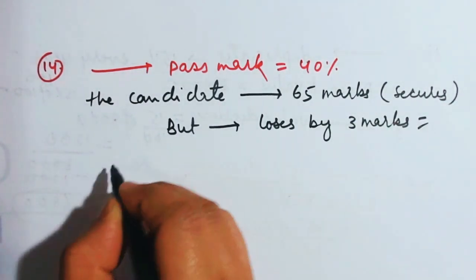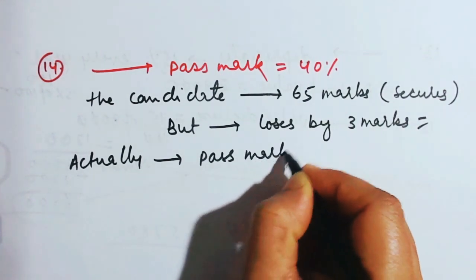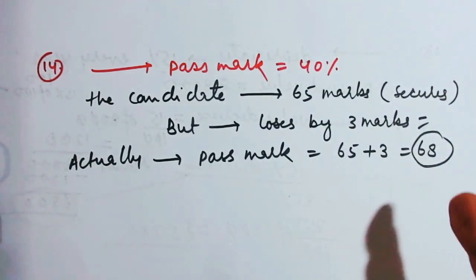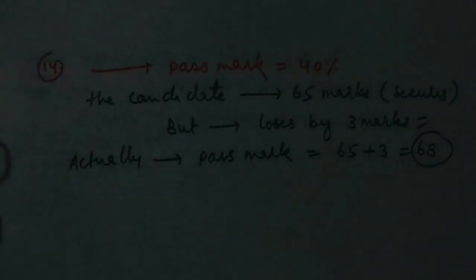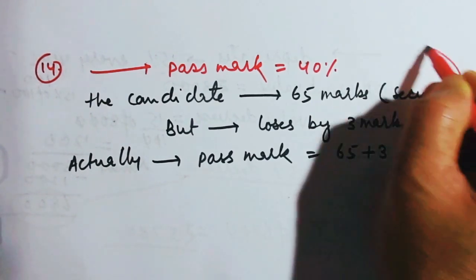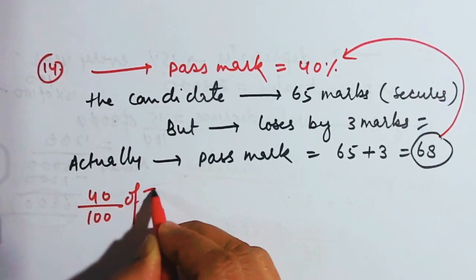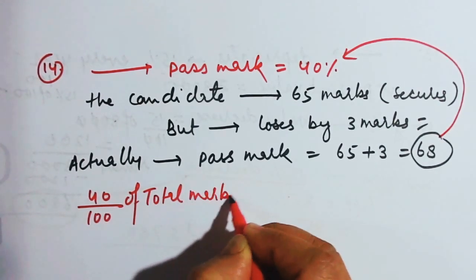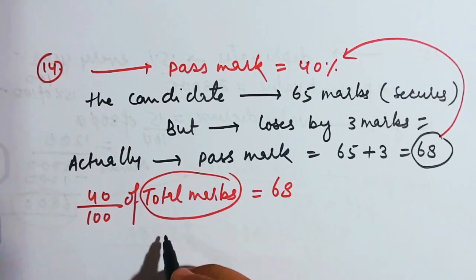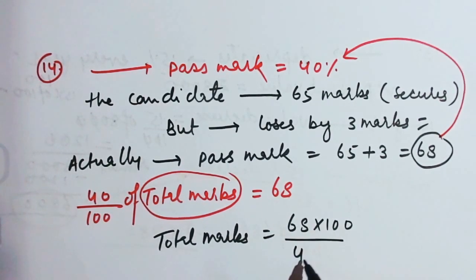So actually how much should he obtain? Actually, the pass mark was 65 plus 3, that is 68. Try to understand. 68 was the pass mark. And this 68 is already given as 40%. So let's start. 40% of my total marks is equal to 68. Therefore, this total marks will be equal to 68 times 100 by 40.